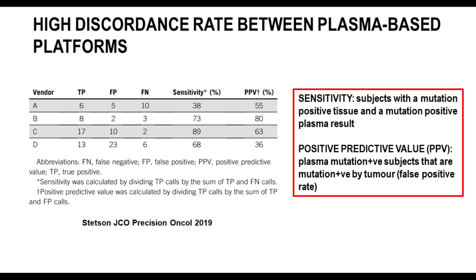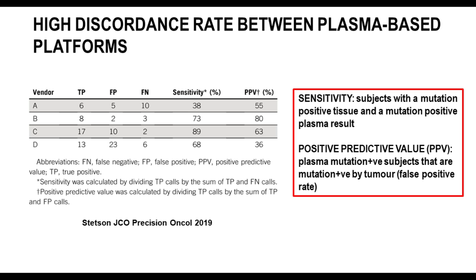However, the study that really created a lot of discussion in the field was this one that was published last year in JCO Precision Oncology. In this study, a pharma company, AstraZeneca, distributed four aliquots of the same plasma samples to four different vendors that were using different NGS platforms for the analysis of cfDNA.